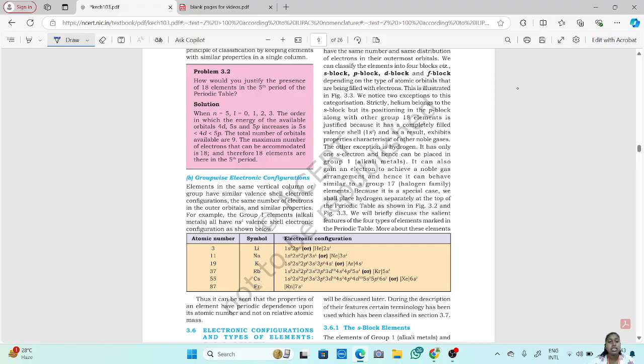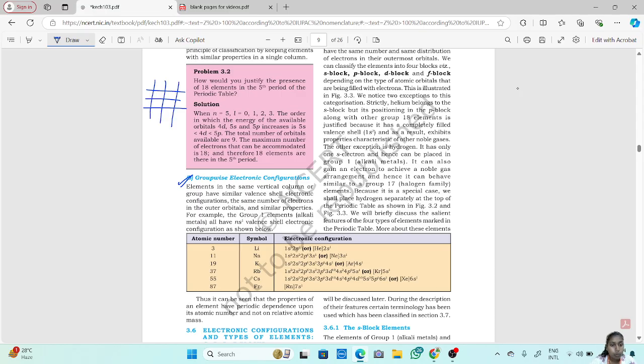Now next is the group wise electronic configuration. Till now we have seen the electronic configuration with respect to the filling of electrons in the periods. Now we will see group wise electronic configuration. Okay, this is groups. The elements in the same vertical column or group have similar valence shell electronic configuration, the same number of electrons in the outer orbital and similar properties.